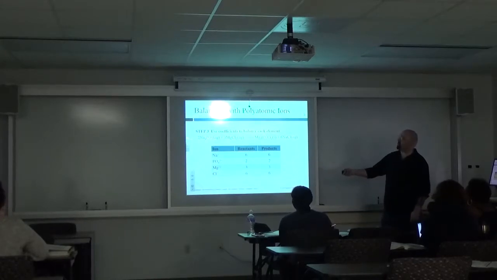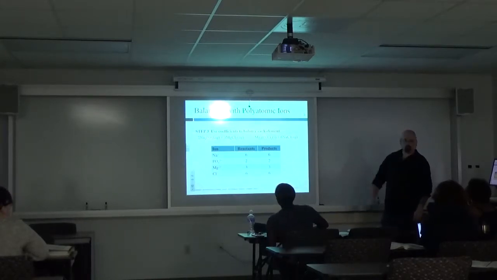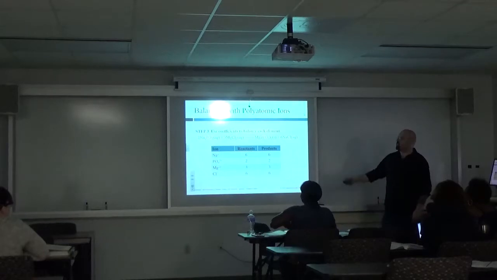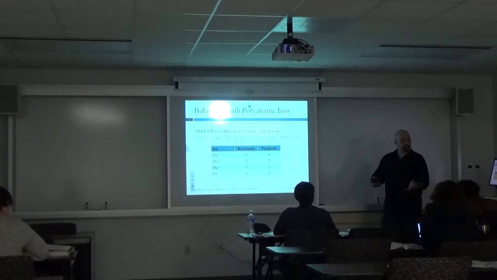How many sodium atoms are on the left side of this equation? 6. How do you know? Because there's 3 per molecule, and there are 2 molecules. 2 molecules, 3 each equals 6. Right? That same math happens here. How many sodium per molecule? 1. So how many molecules do we need? 6.